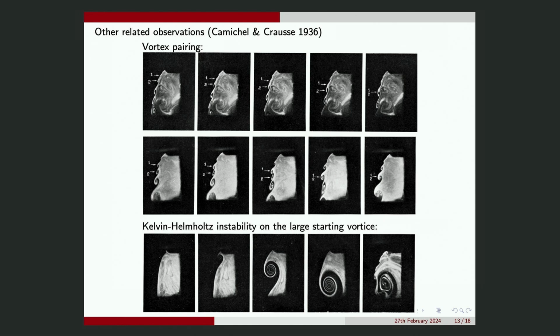Camichel and Cross also show interesting things, like here the vortex pairing. So here they follow two. These are the photographs at different times, and if we follow these two crests, we see that they will merge. And here is another illustration of the same phenomenon. Camichel and Cross also observed that the Kelvin-Helmholtz instability may grow on the large starting vortices. You see here the starting vortices in the wake, and we see here Kelvin-Helmholtz waves growing on this unsteady vortex.